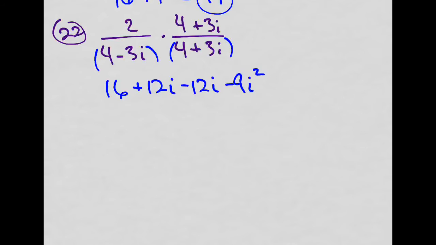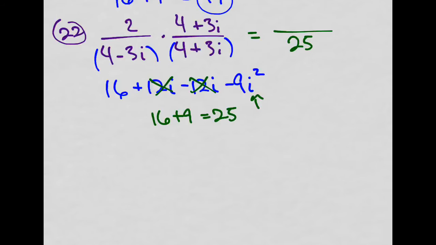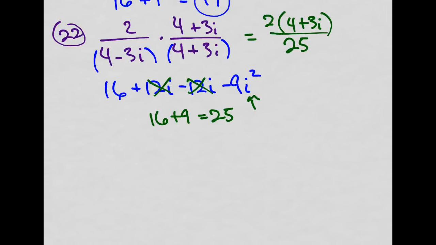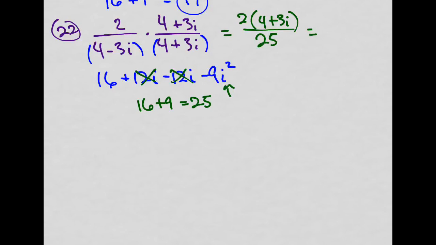We built it so that my middle terms would cancel out. They did. i squared is negative 1, which makes that a positive 9. So 16 plus 9, or 25. That's my new denominator. 2 times the other numerator, and we could leave that one right there. Distribute, don't distribute. It doesn't really hurt the problem either way here. Either one of those would be fine.